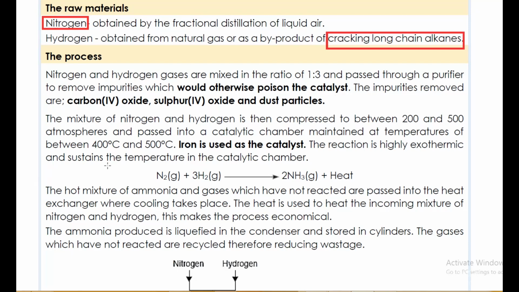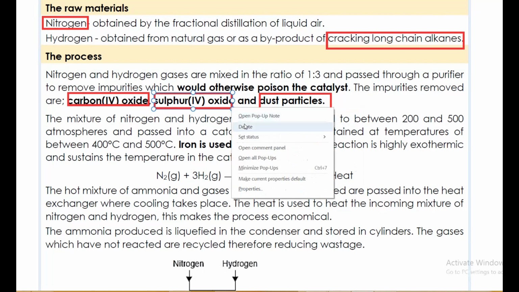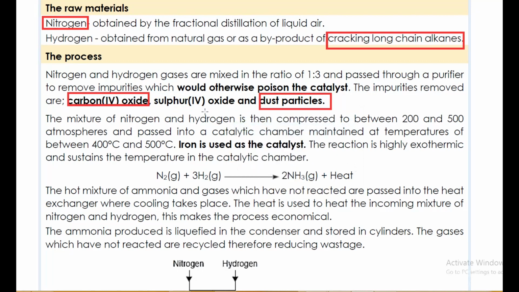Now we are at a point where we should know the names of the impurities that are removed. In the HPR process, the impurities that are removed include carbon 4 oxide, sulfur 4 oxide, and dust particles. So if you are asked the impurities that are removed in the HPR process: carbon 4 oxide, sulfur 4 oxide, and dust particles.